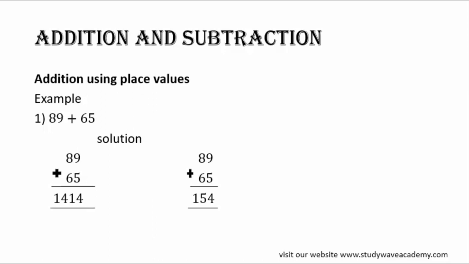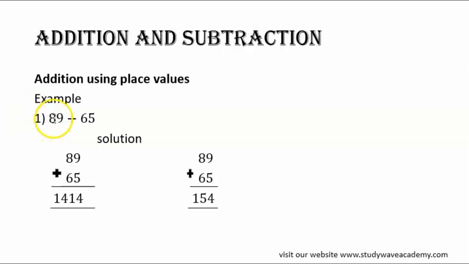What do we mean by place values? Remember, place values are placing numbers according to their words, okay? Ones in ones, tens in tens, hundreds in hundreds, thousands in thousands. So we are going to be placing numbers according to their words.